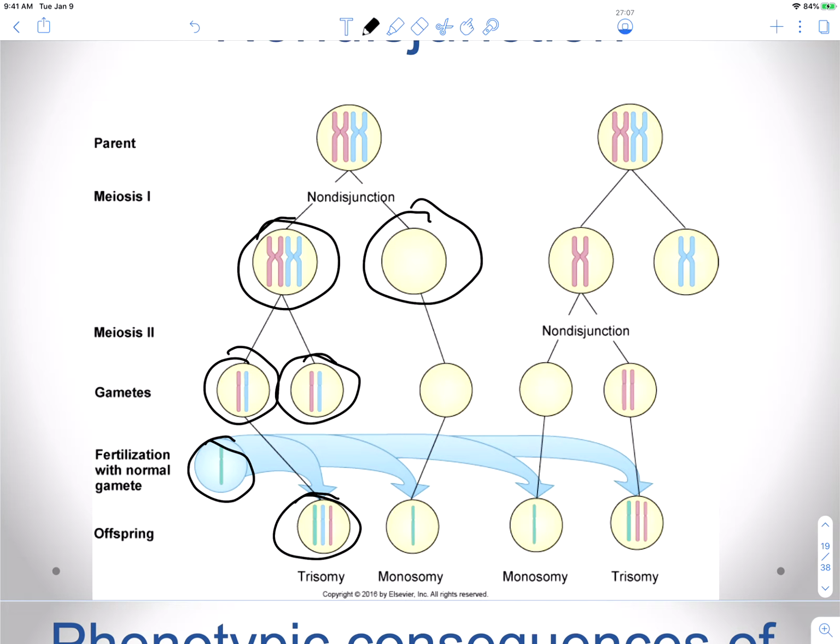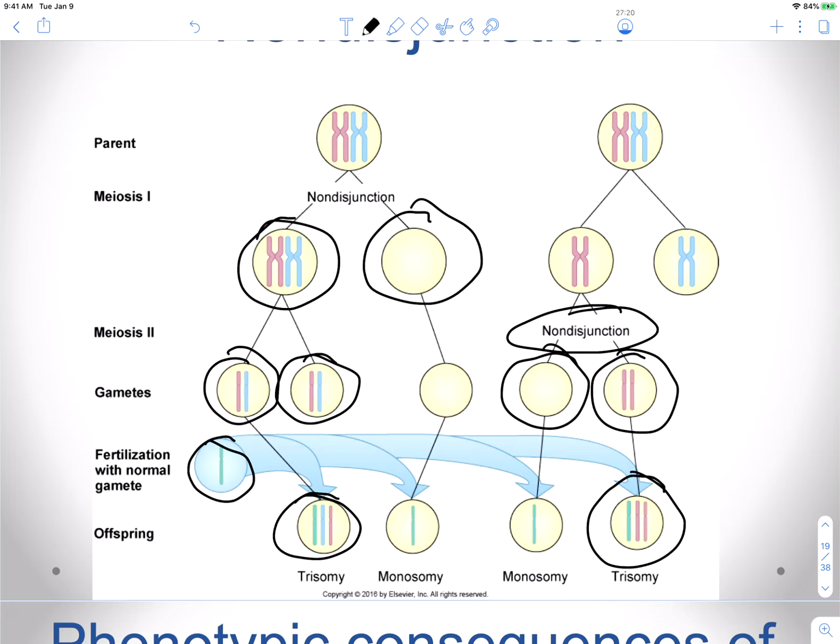So non-disjunction can also occur during meiosis 2, in which 1 gamete, again, has a loss of a chromosome, and then your other gamete gains 2, and then you get fertilized and you have a trisomy. Now, when you have a loss of a chromosome and you get fertilized, then you have that potential for haploinsufficiency, and you have the monosomy.